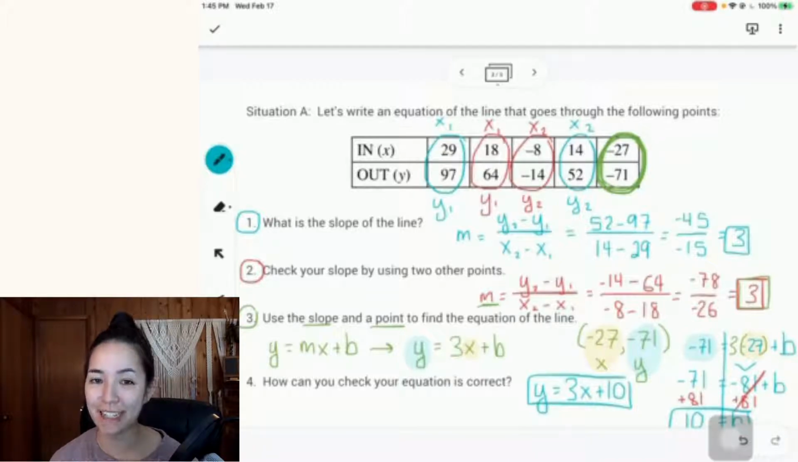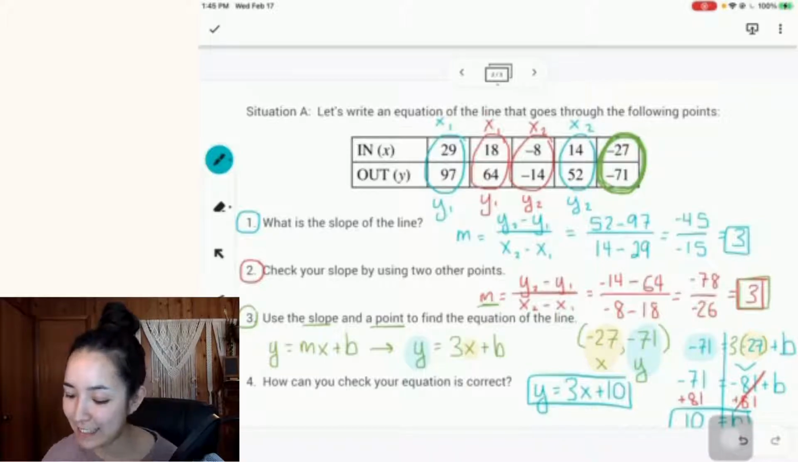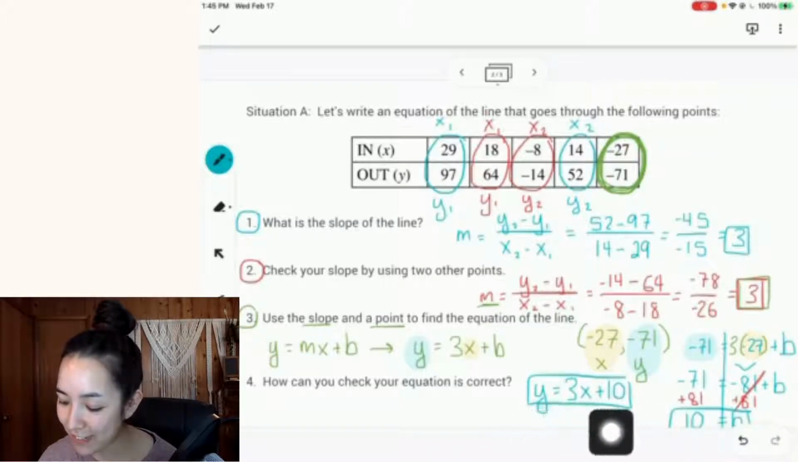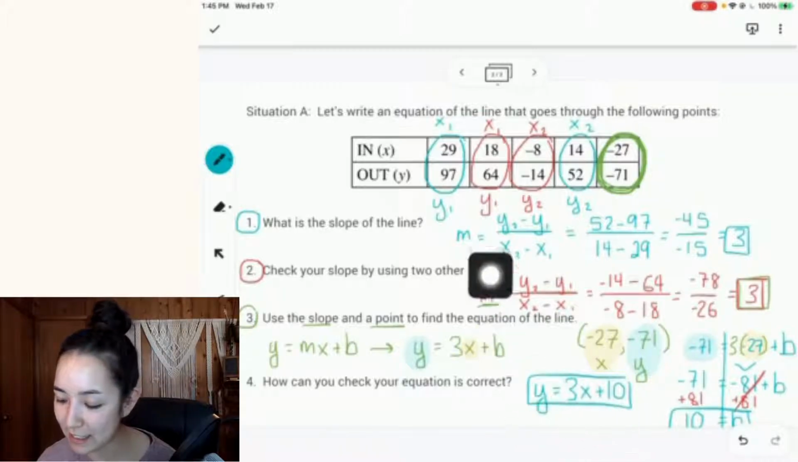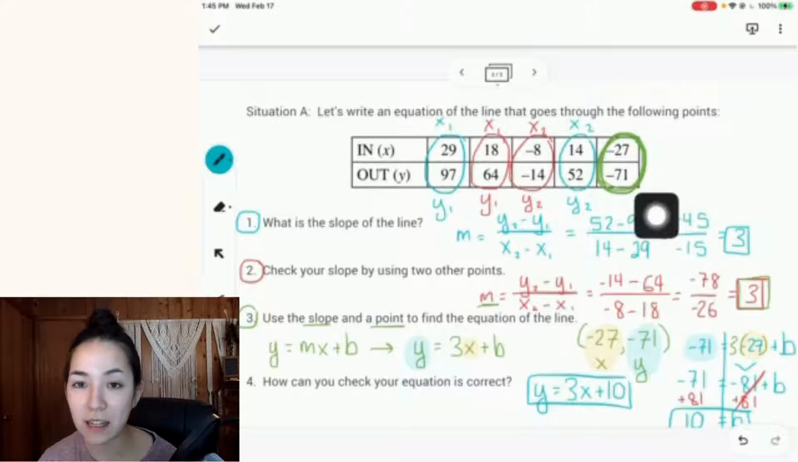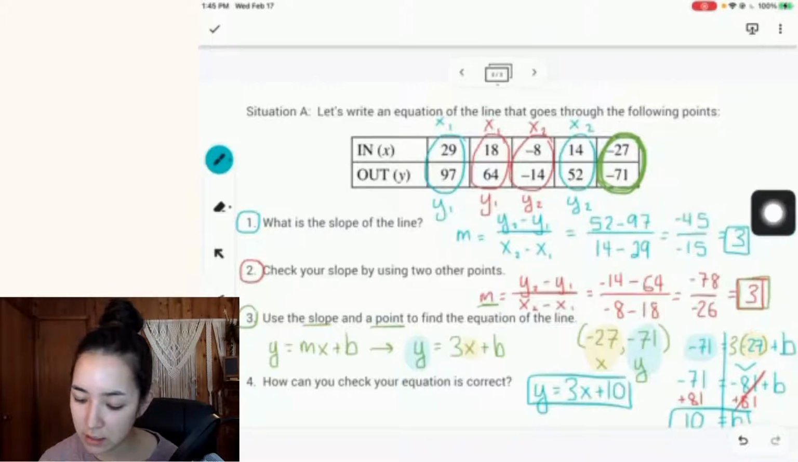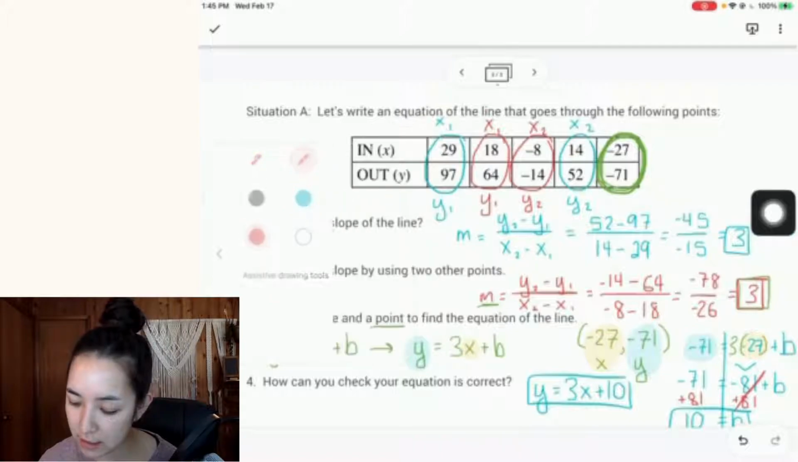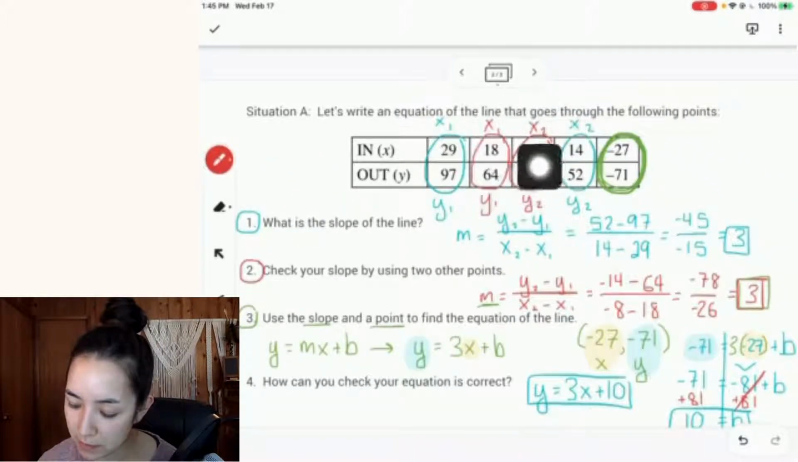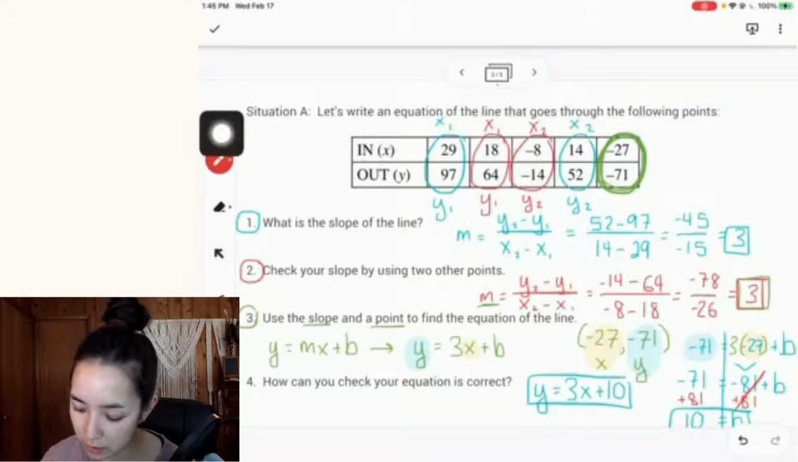This may seem tricky, and it is, but it'll get easier the more you do it. You just kind of have to practice this process again and again. To check if our equation is correct, we can plug in another point from up here and make sure that it's true on both sides. So let's check with this point, 18, 64.